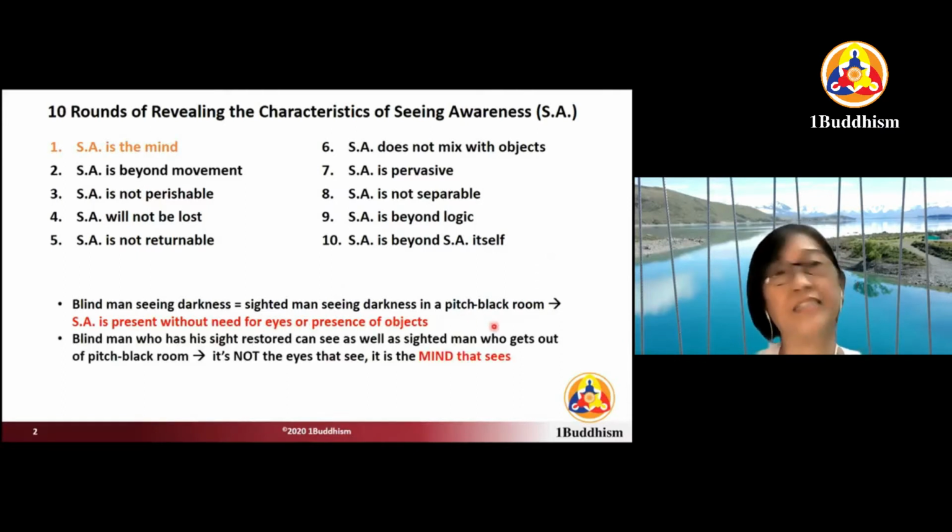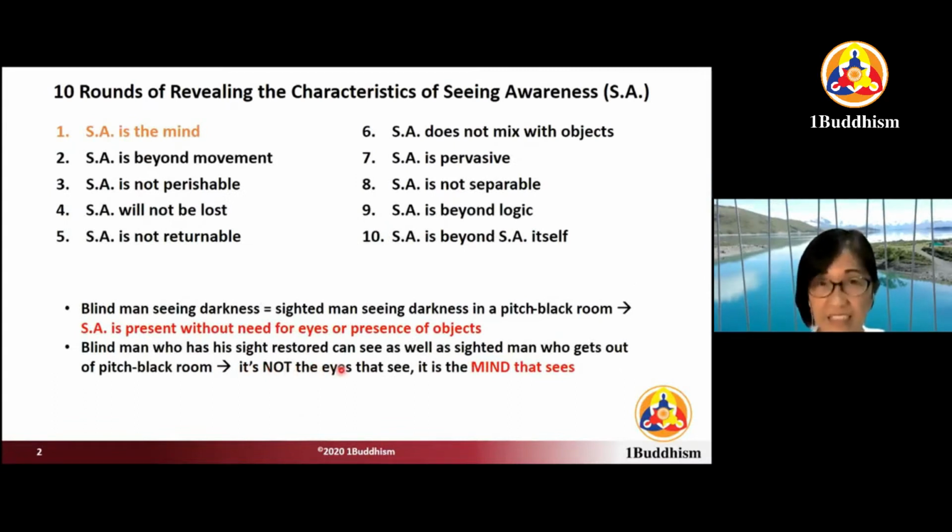Then the Buddha asked whether a blind man who has gone through an operation to restore his sight can see as well as a sighted man who got out of a pitch black room. And Venerable Ananda said yes. And this goes to prove the Buddha's point that it's not the eyes that see, it's the mind that sees. Hence, in that interaction with Venerable Ananda, the Buddha concluded that seeing awareness is the true mind.